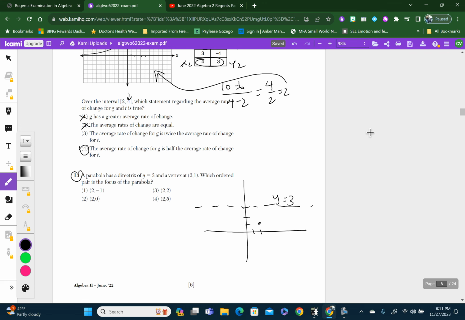So halfway between 3 and 1 is 2. This is where our vertex is going to be. So this point is 2 comma 2. Right? So the first number is my H, second number is my K. So then my P is one distance from the focus to the vertex and one distance from the vertex to the directrix. So P is equal to 1.